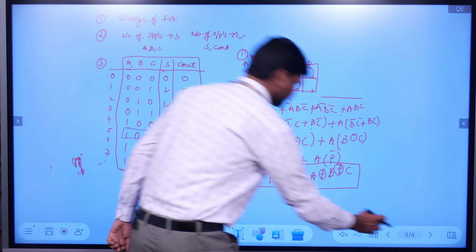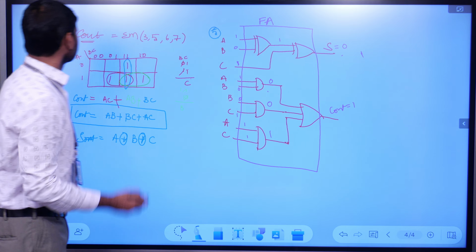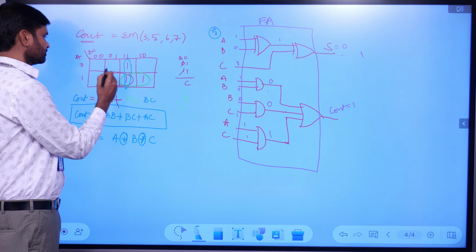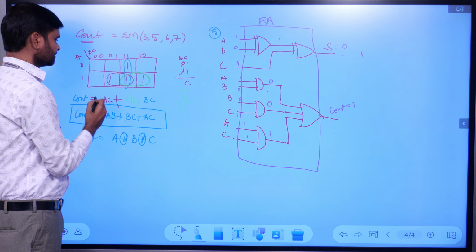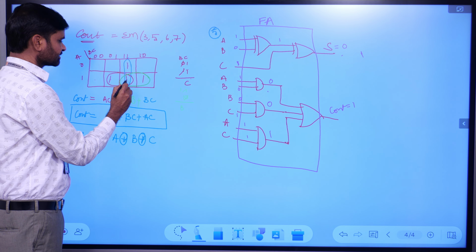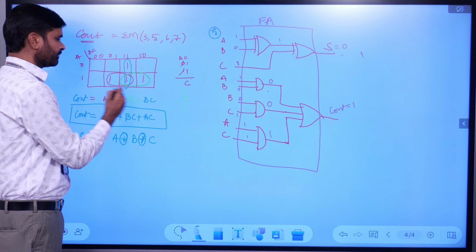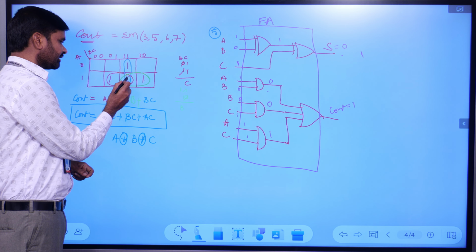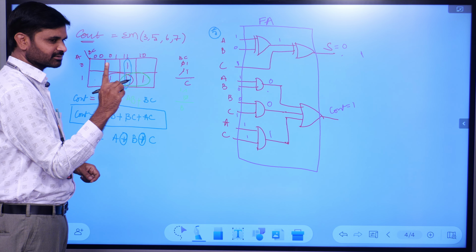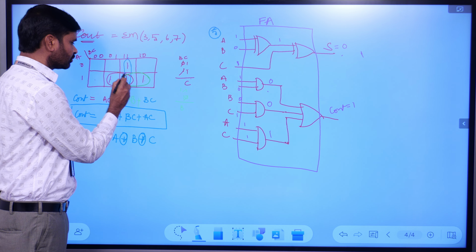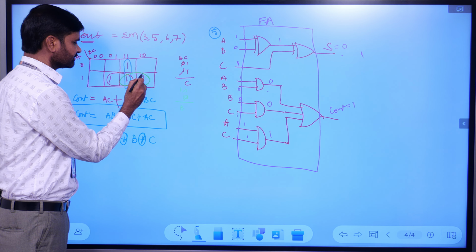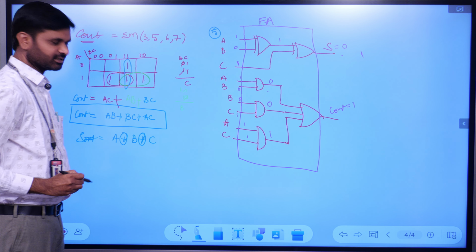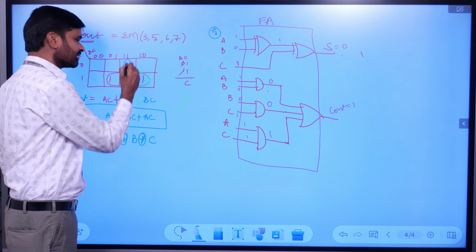In the similar way, for the Cout expression, the min terms are 3, 5, 6, 7. So 0, 1, 2, 3, this one, 4, 5, this one, 6, 7. So I have mapped like this. So in this K-map, in this particular case, definitely there is adjacency. 2 min terms are adjacent to each other. This one, 2 min terms are adjacent to each other. For this vertical row, 2 min terms are adjacent to each other. Like that I grouped them as covered min terms.